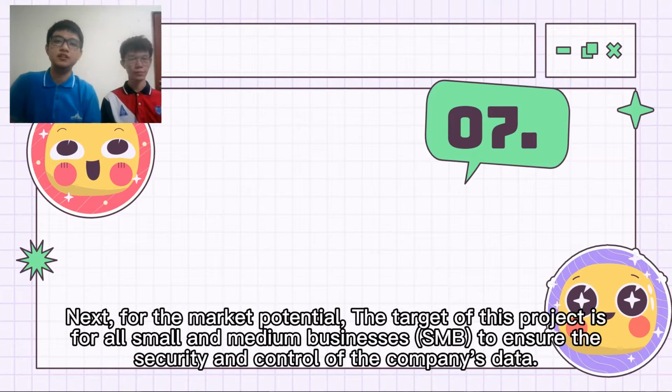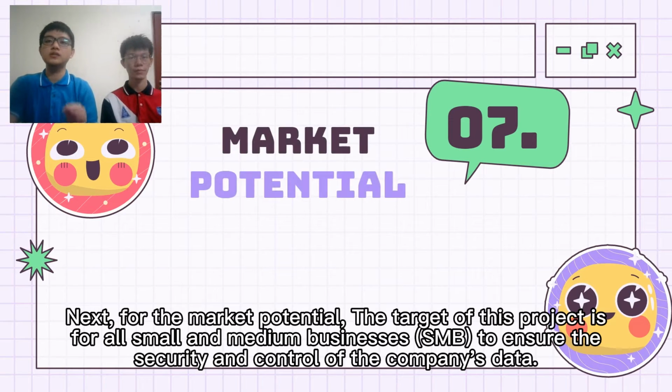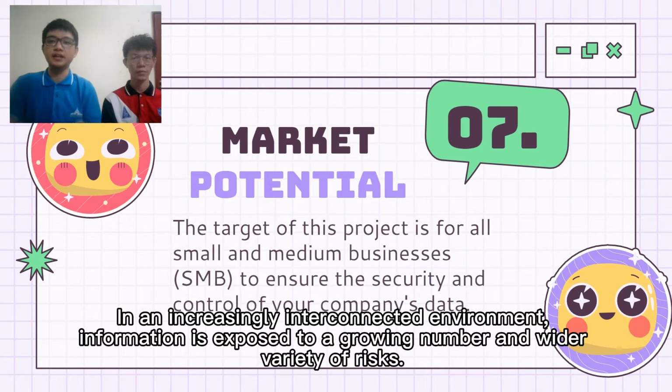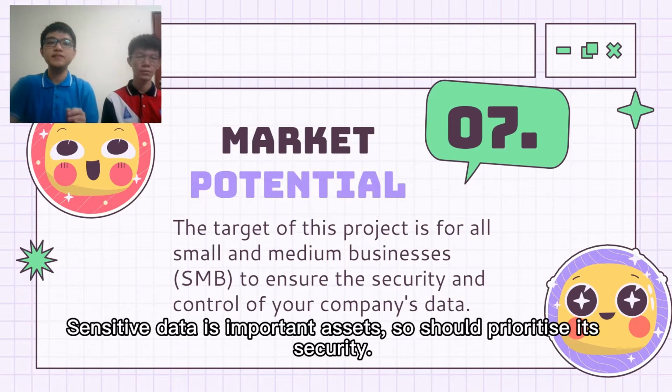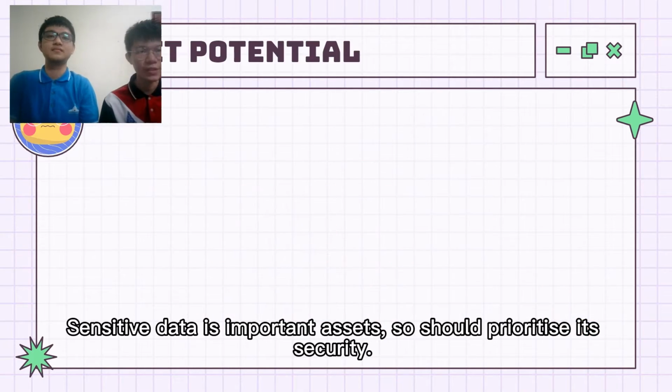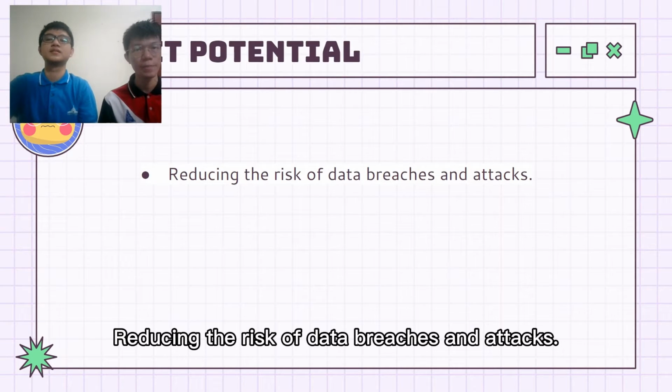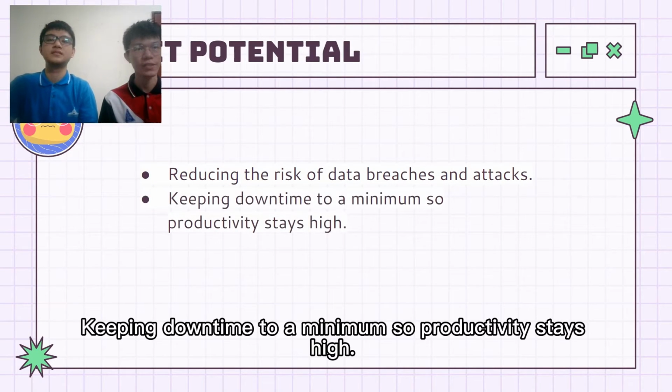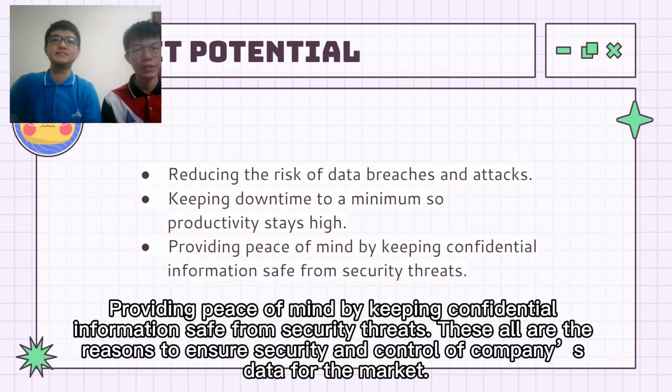Next, for the market potential, the target of this project is all medium and small businesses, to ensure the security and control of company data. In an increasingly interconnected environment, information is exposed to a growing number and wider variety of risks. Sensitive data is important, so we should prioritize its security: reducing the risk of data breaches and attacks, keeping downtime to a minimum so productivity stays high, and providing peace of mind by keeping confidential information safe from security threats. These are all the reasons to ensure security and control of company data for the market.